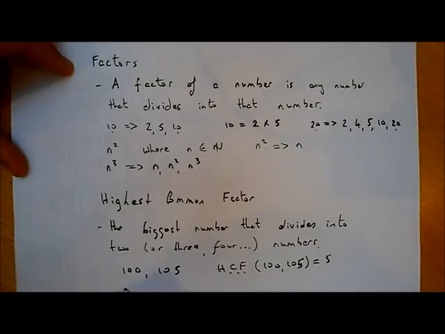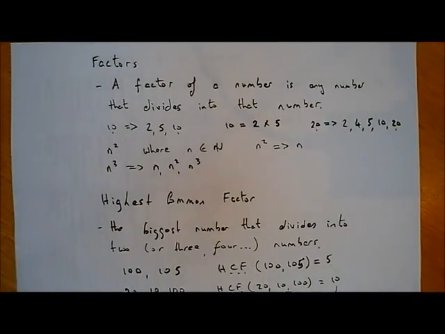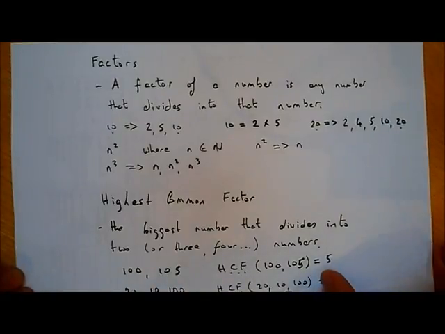You could have 3 numbers. You could say we want the highest common factor of 20, 10, and let's say 100. The HCF of those 3 numbers is the biggest number that divides into 20, 10, and 100, and that would be 10. So this time the highest common factor is one of the numbers, and that's fine, it's allowed to be that. That's the idea of a factor. A factor is a number that divides into a number, and the highest common factor is the biggest number that divides into 2 numbers, or 3 or 4 or whatever.